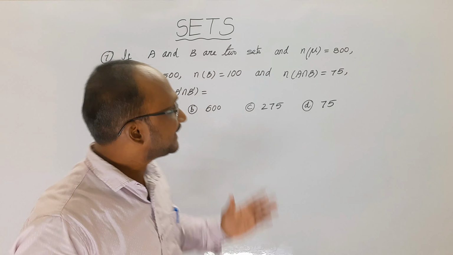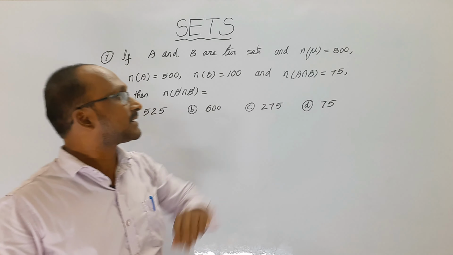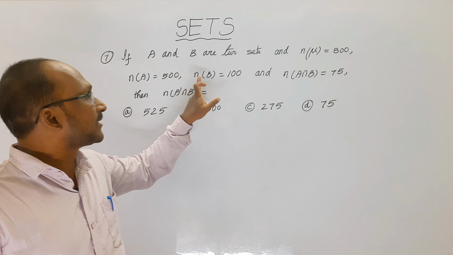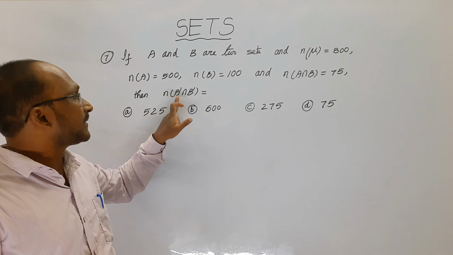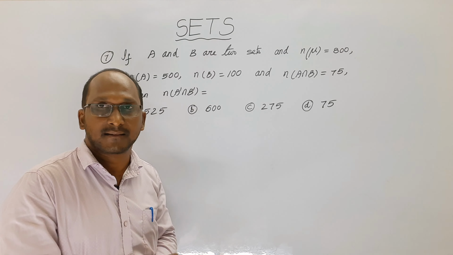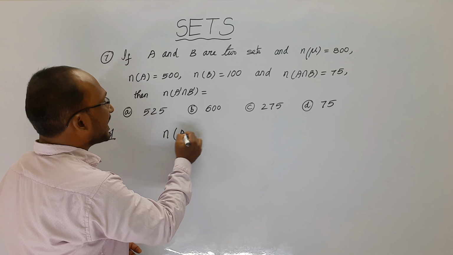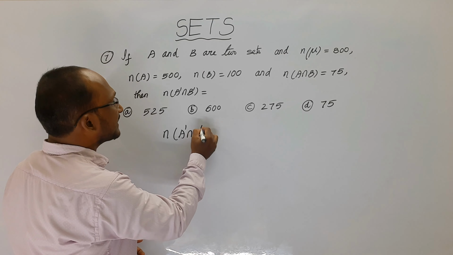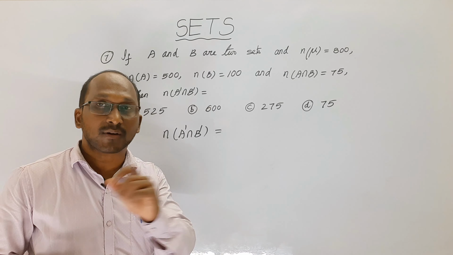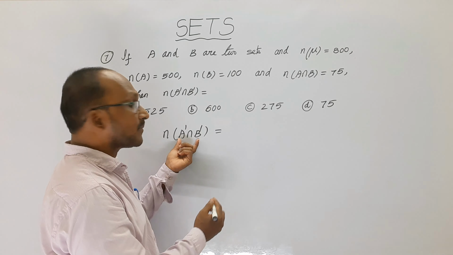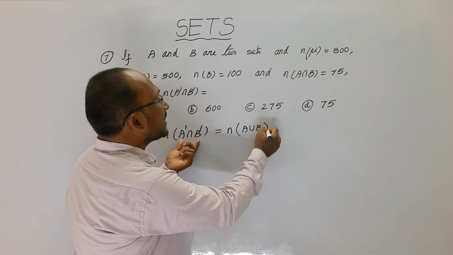Students, let us see this problem also. If A and B are two sets and n of mu is equal to 800, n of A is equal to 500, n of B is equal to 100 and n of A intersection B is equal to 75, then n of A complement intersection B complement is? Here we have to find the cardinal number of the set A complement intersection B complement. But by De Morgan's law, we can write A complement intersection B complement as n of A union B whole complement.